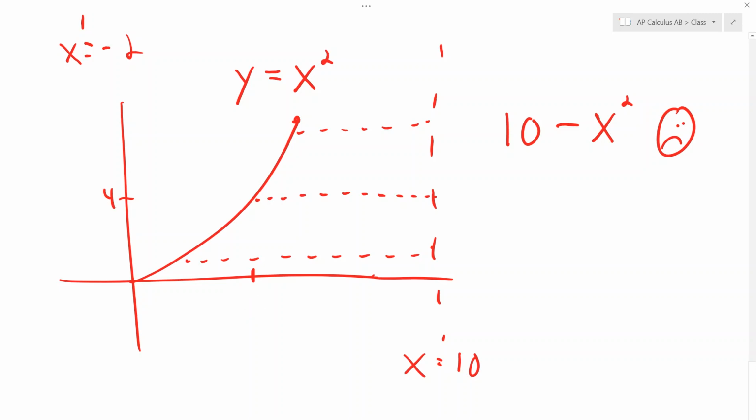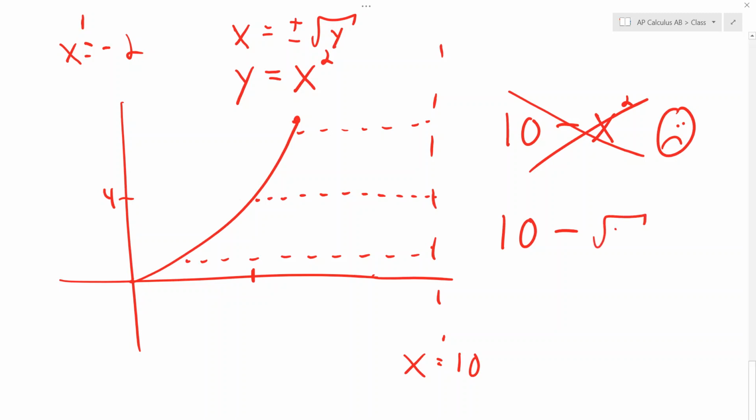So what you do is, it's 10 minus, you solve this for x. I need to subtract the x value dependent upon the y value. So it's not 10 minus x squared. It's 10 minus the square root of y. They're the same. Does everybody see they're the same curve? One is defined dependent on x, and one's defined dependent on y. We need the one that's dependent upon y in this particular case.